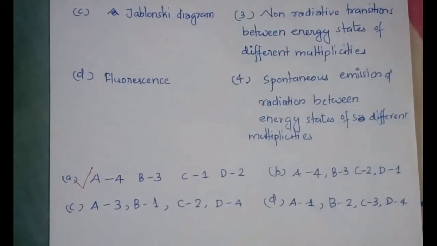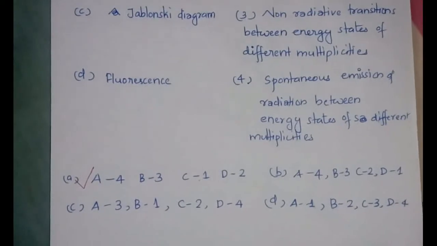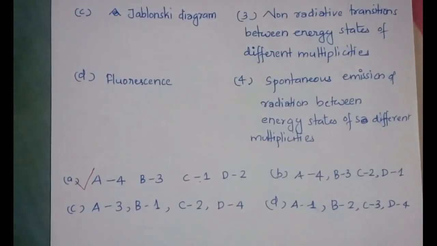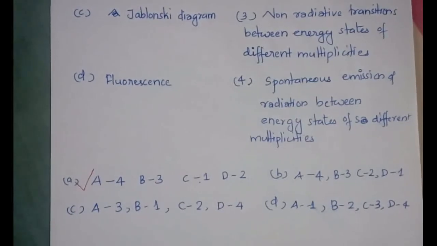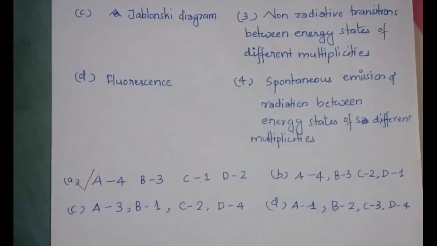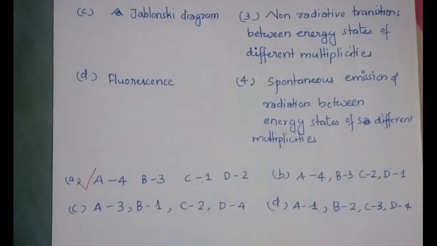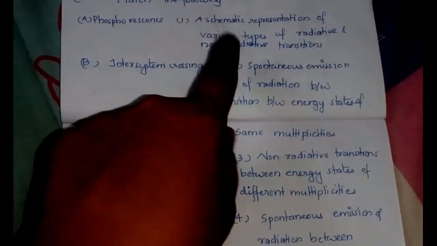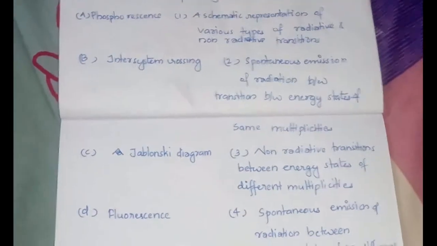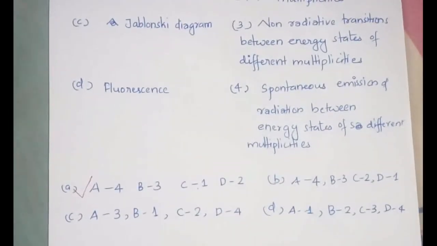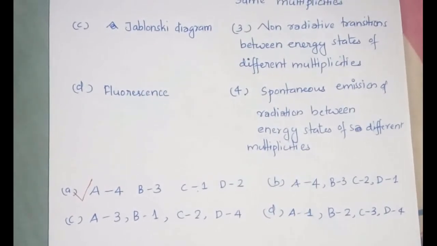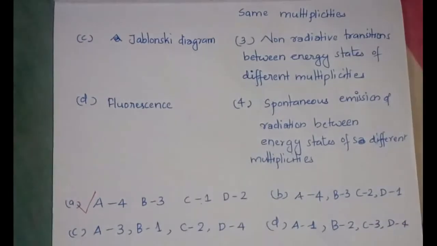So this is the trick in the match the following question. It may work 99% of the time, and only in 1% of the time this will not work. So what is the trick here? Just look through the options for the one which you are completely sure of. Like here, the Jablonski diagram, that is C, is a match for 1, that you know. And now when you go through the options, you know that only one option has C matched with 1. So definitely that itself will be the answer.